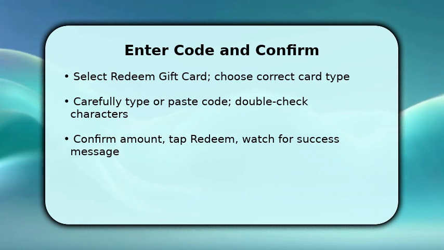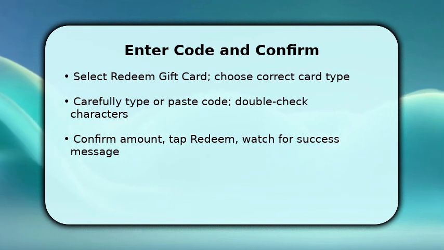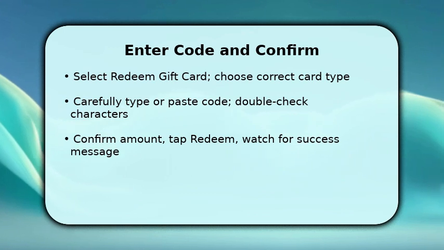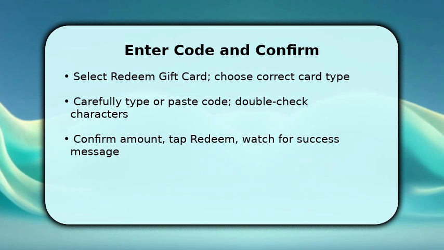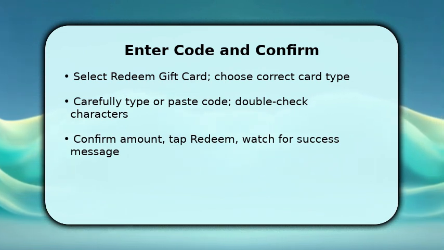After entry, Phonepe displays the amount and any terms. Read them briefly to know how balance will appear. Tap Redeem to submit. If the app asks for OTP or PIN, enter it. This verifies you and completes the middle, crucial execution step.